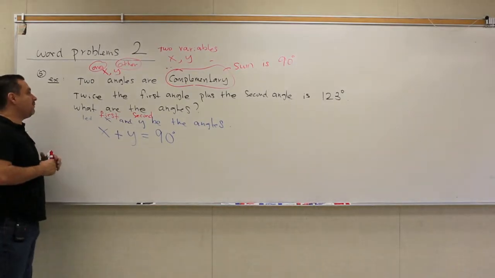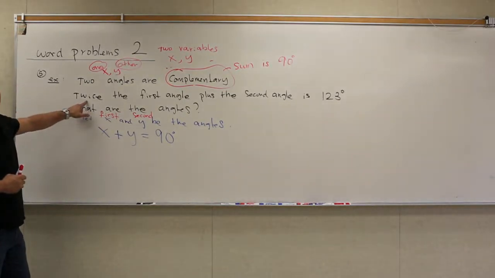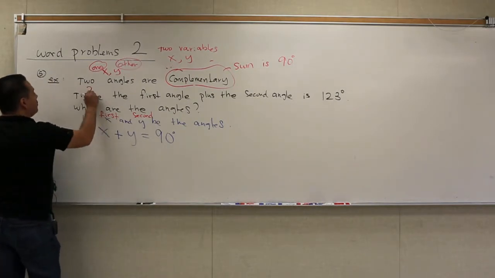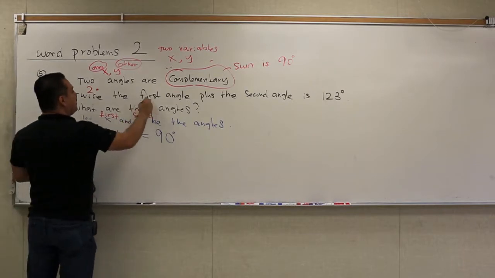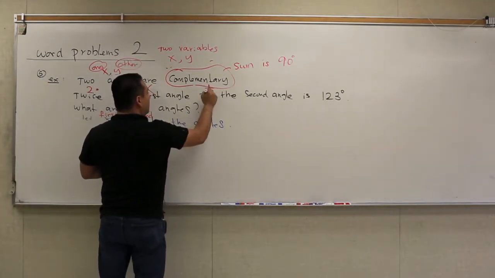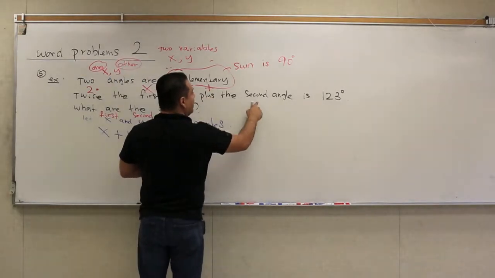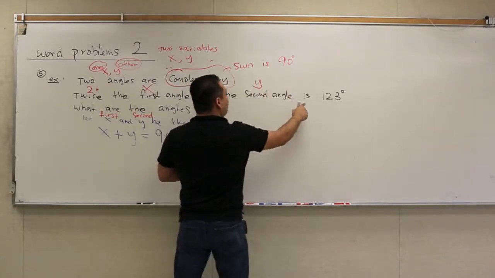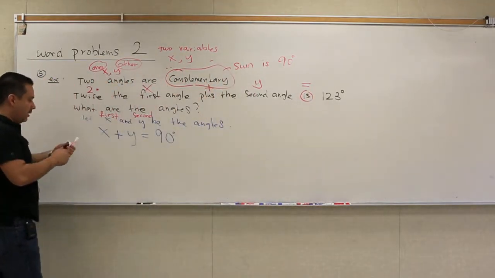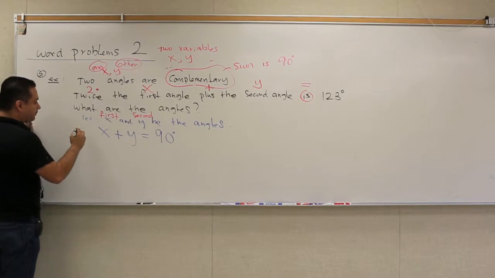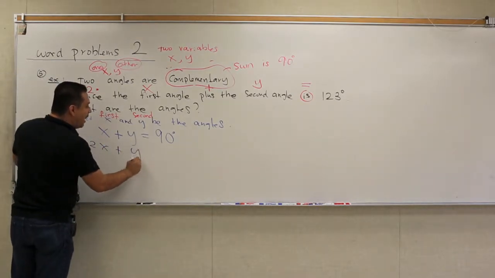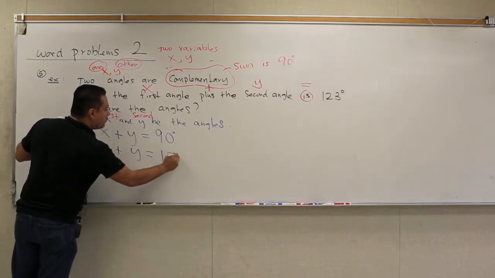So now what that does for me is I can translate the statement. Twice the first means 2 times x. What does plus mean? Plus. What is the second? Y. What do I replace is with? Equal. What does it equal? 123. So you're going to write down now 2x plus y equals 123.